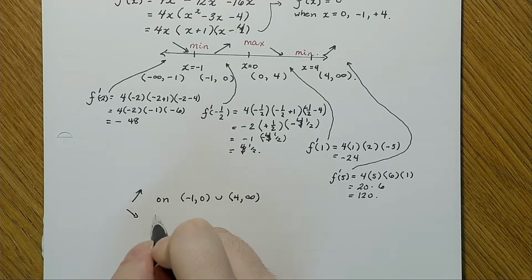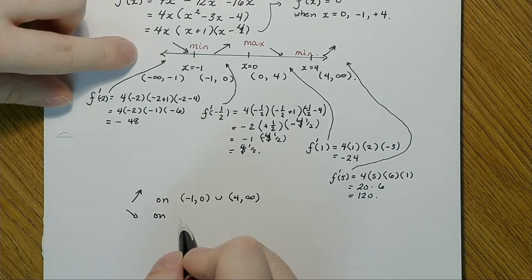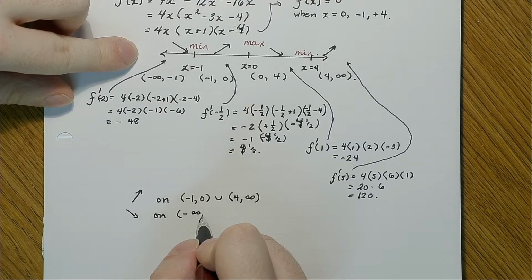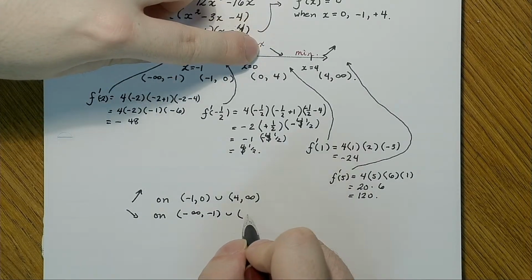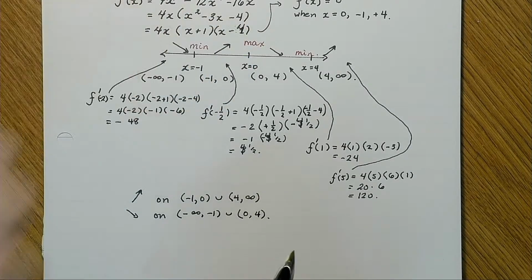And it's decreasing on this one down here. And it's decreasing from 0 to 4. Okay.